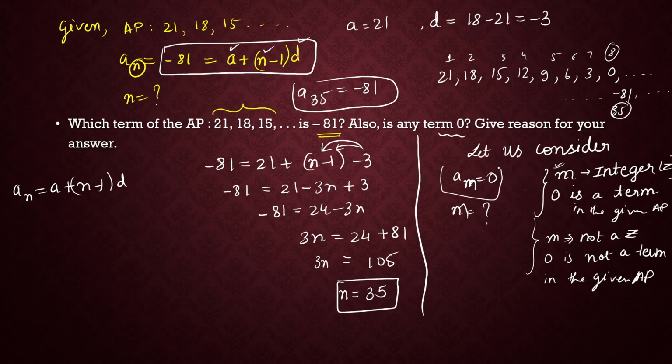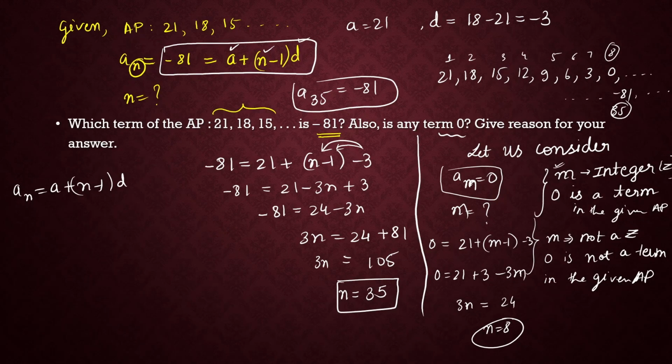So here I'm considering am value as 0. Now if I solve the question, that is 0 is equal to a value is 21 plus (m minus 1) into d value is minus 3. So 0 is equal to 21 plus 3 minus 3m. So 3m is equal to 24. m value is equal to 8. So you got the value of m as 8. So this tells me that in the eighth position of this whole series, there exists a 0.